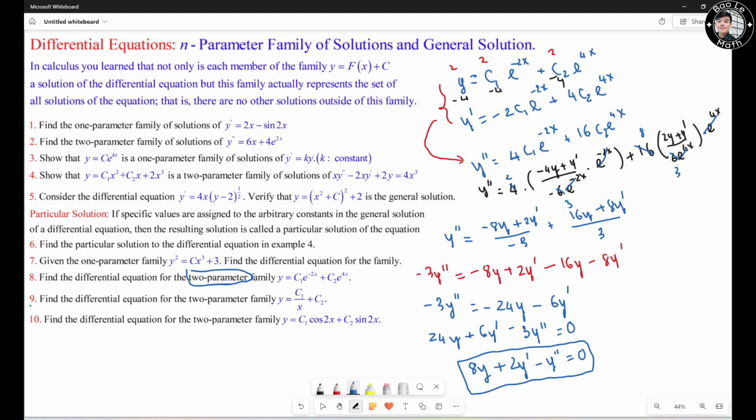Alright, question number 9 and number 10 are similar to question number 8. So I leave those questions for you to practice, and please leave the answer in the comment. And it's a good time to start.